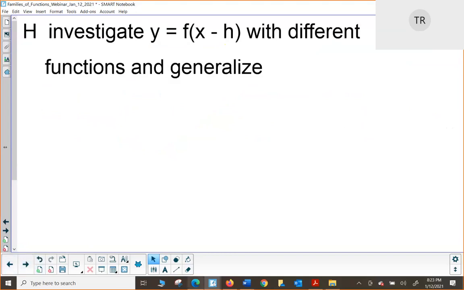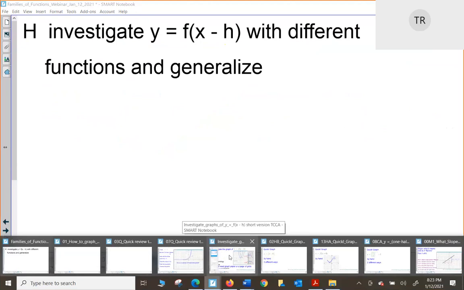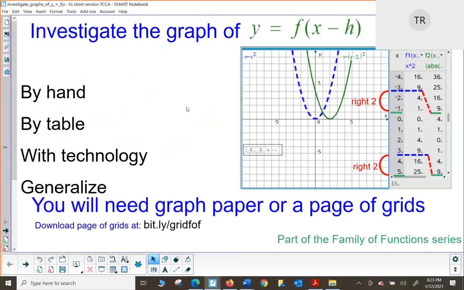So let me switch over. I'm going to do a shortened version of it, though it's not going to seem that short, but I am going to go a lot quicker than I would with the video. And you're not able to pause me either, unless you can get the mic to tell me to slow down. So when we investigate the graph of y equals f of the quantity x minus h, I want to do it by hand. I want them to see it by table. I want them to be able to recognize patterns with technology, and I want them to generalize their findings in their own words before I give them to them.